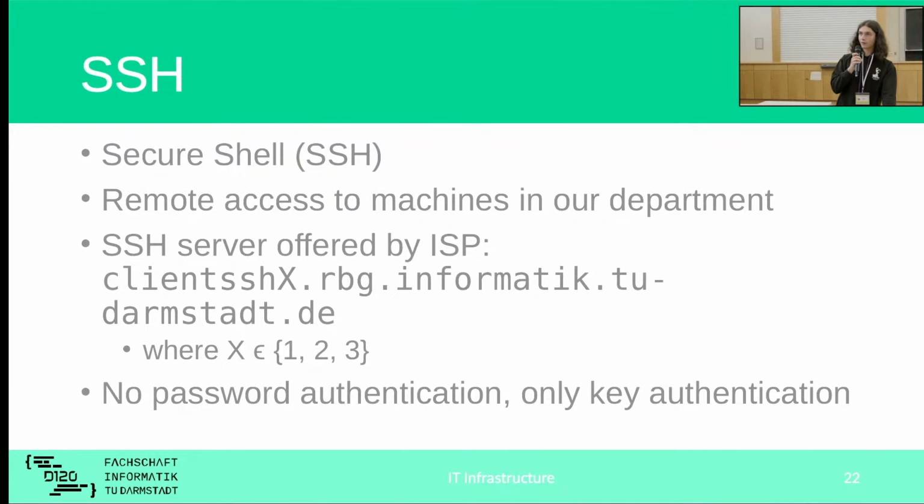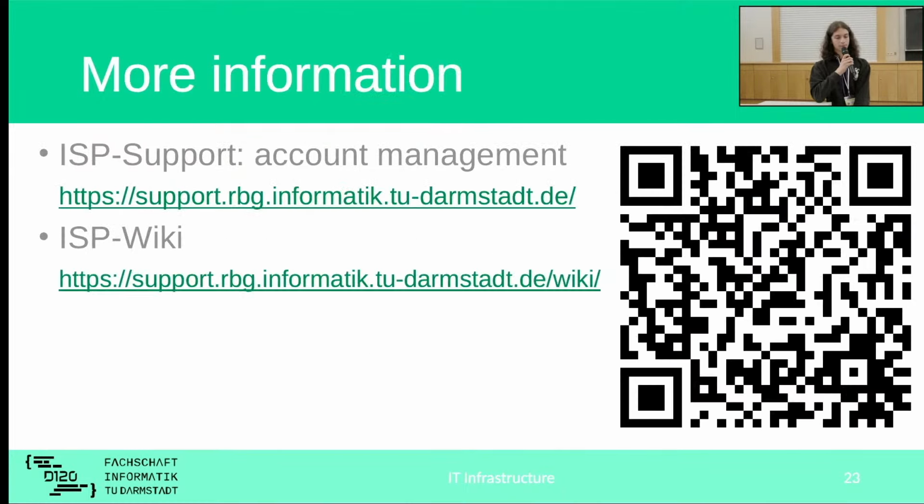So we also have an SSH connection to our departmental computers. And those SSH servers are offered by the ISP at client SSH 1203.rbg.informatik.tu-darmstadt.de. It is sadly not possible to work with password authentication, so you have to set up key authentication. If you have any questions about the setup, once again, consult the wiki or the other links we have provided so far. Exactly. If you need any more information about our departmental information or services, just consult those 2 links.